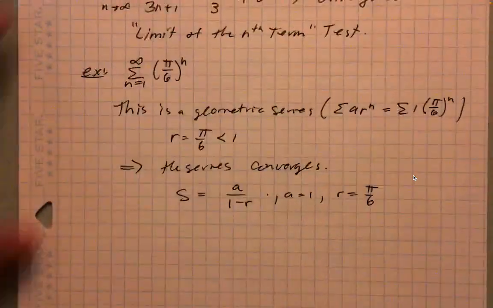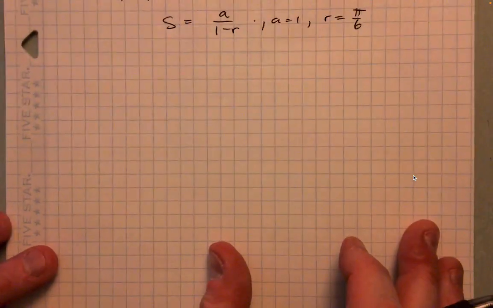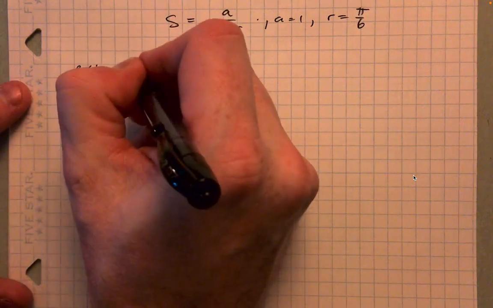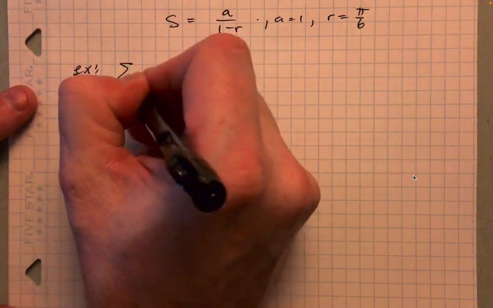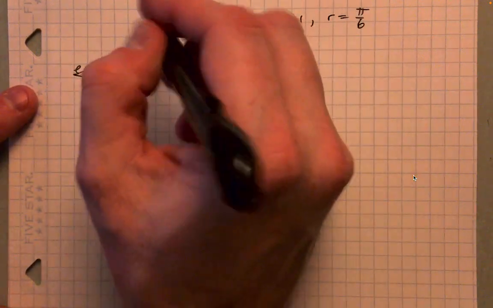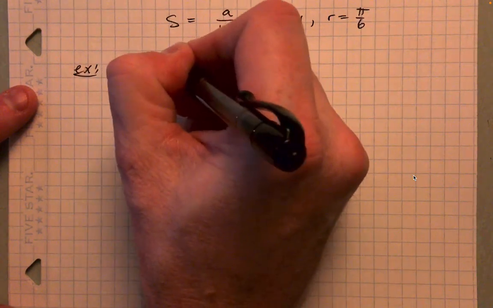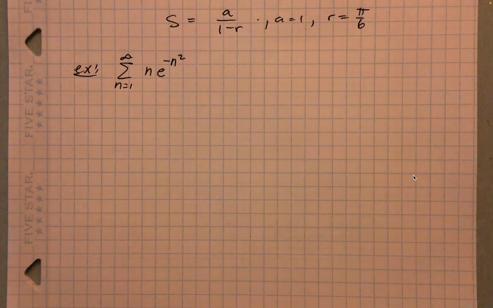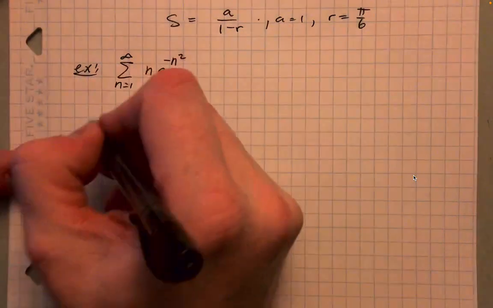Another example. The sum n equals 1 to infinity of n times e to the negative n squared. Does this converge? Well, when I see this, even though I kind of know where I'm going with this, this would be one where it looks like an integral to me. It looks like an integral that we've done in the past even. So the integral test.